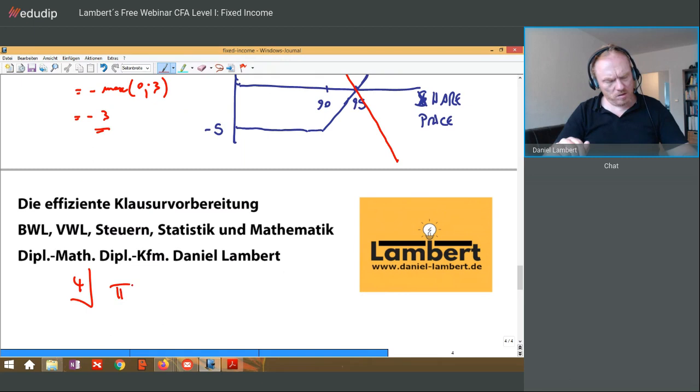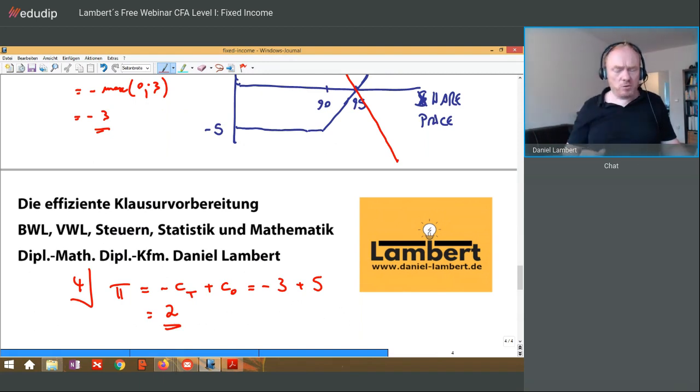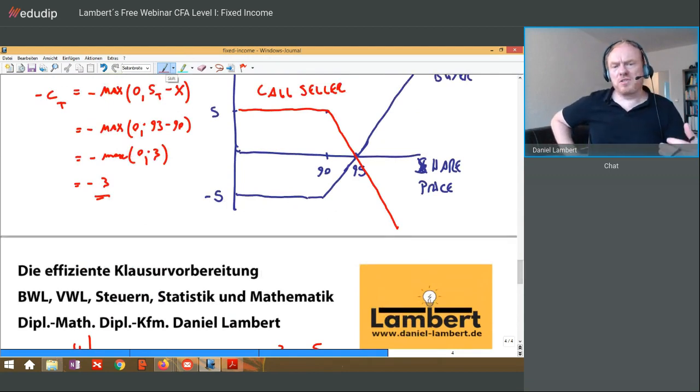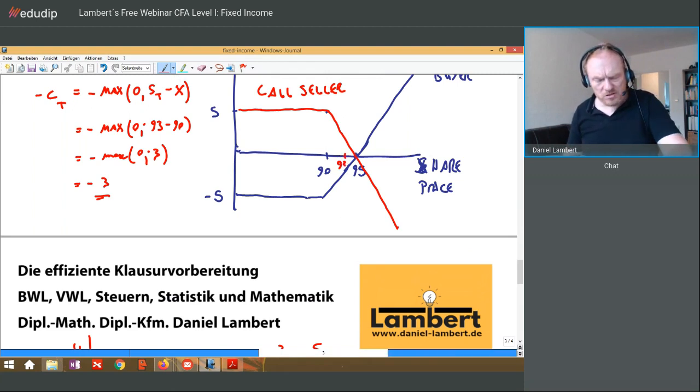Pi, like profit, is equal to negative CT plus C sub 0, -3 plus 5 equal to positive 2. There's a profit actually, and if the price goes up further, like starting at 95, he loses. Actually, he loses money, even if we look at the fact that he got $5 first of all. So here it is 93, and the profit is equal to 2, looking at the call seller. So yes, the answer is $2, right?